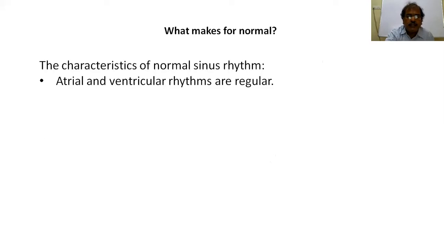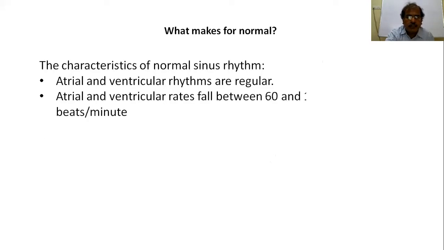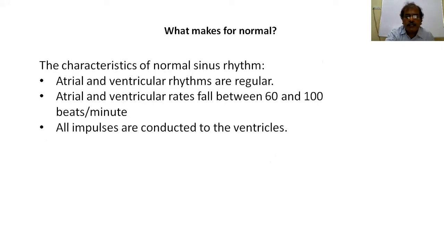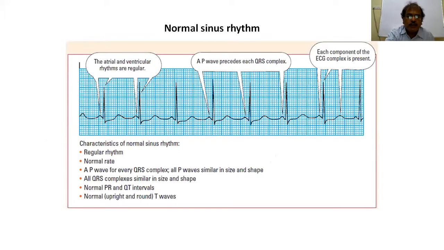It means atrial and ventricular rhythms are regular. Atrial and ventricular rate falls between 60 and 100 beats per minute. And all impulses are conducted to the ventricles. That means the impulses which are generated in the sinus node are conducted to the ventricles. So in normal sinus rhythm, the atrial and ventricular rhythms are regular. A P wave precedes each QRS complex and each component of the ECG complex is present.